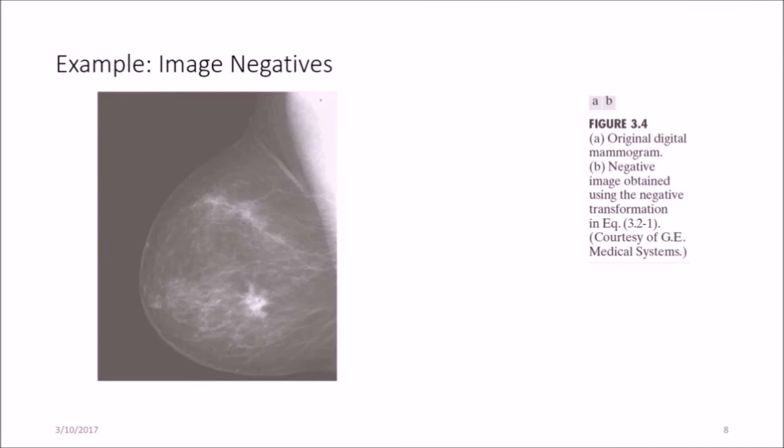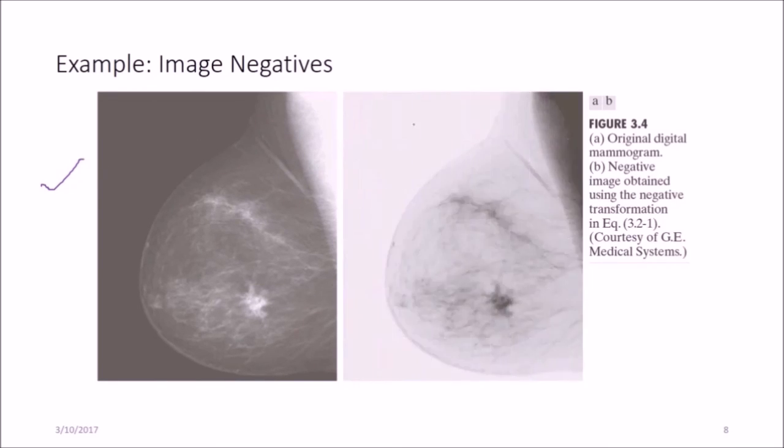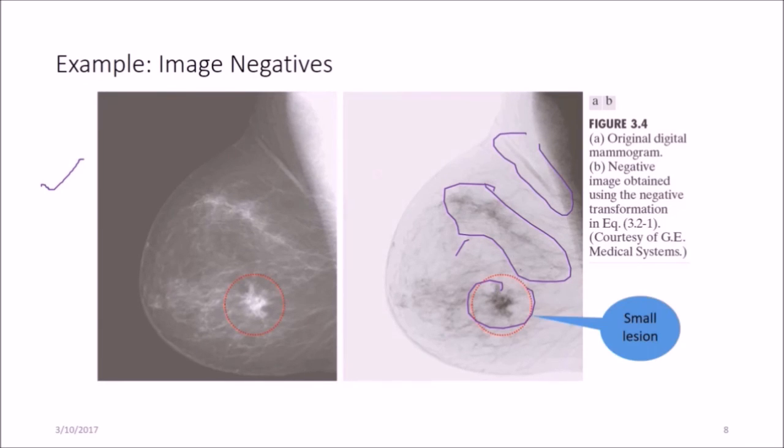This is the example of image negative. As you can see here, this is the original digital mammogram, and this one is the negative image obtained using the negative transformation. As you can see, you have certain points which are very prominent here. This is the small lesion, for example, in a mammogram.